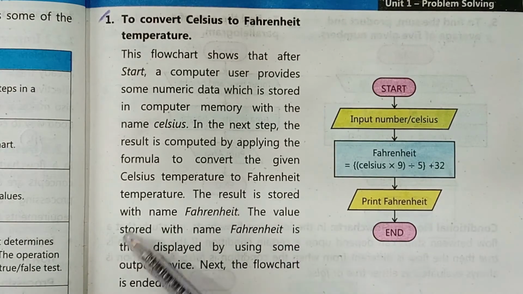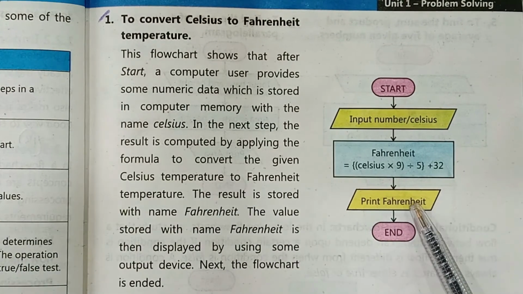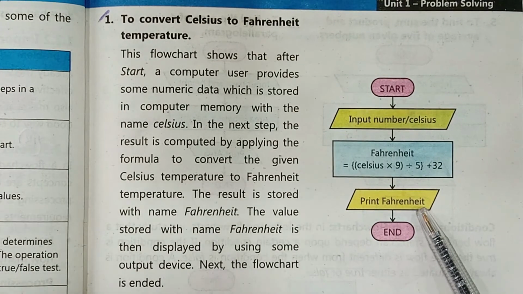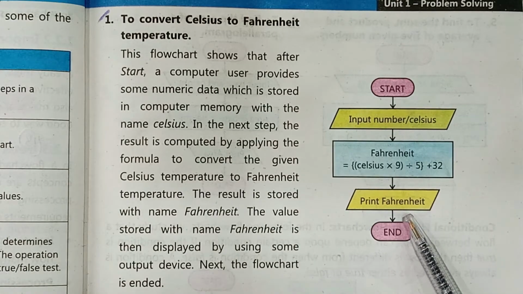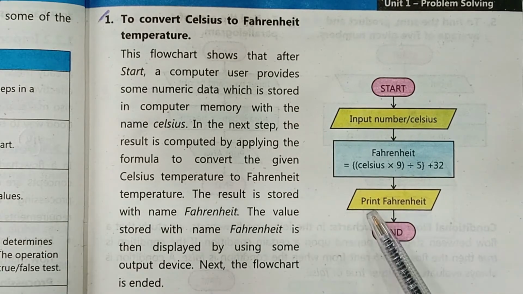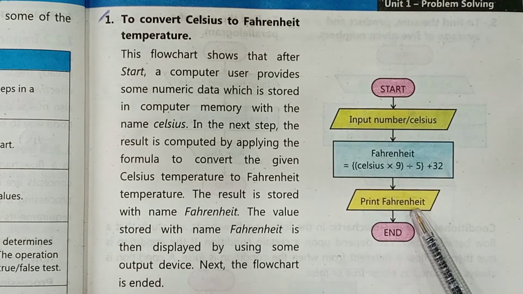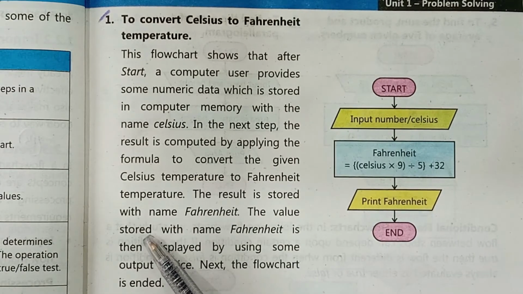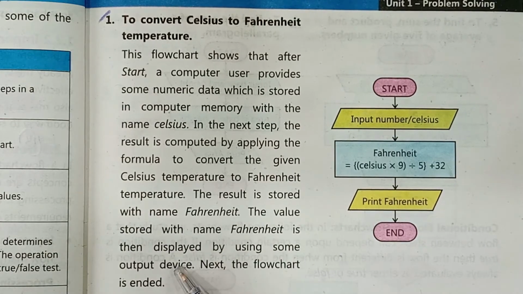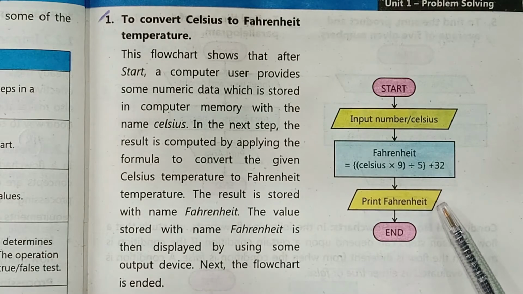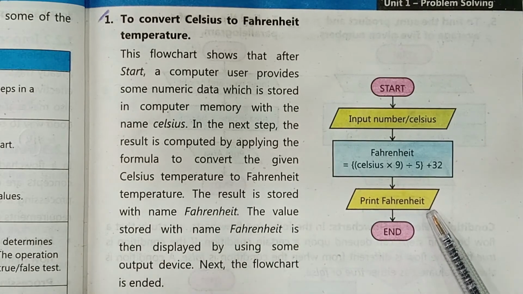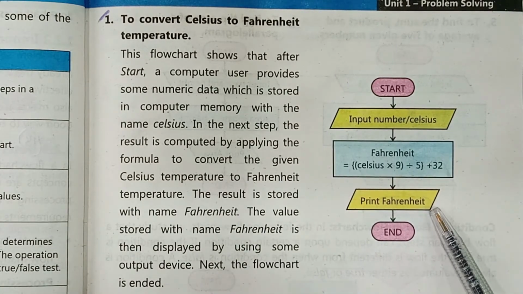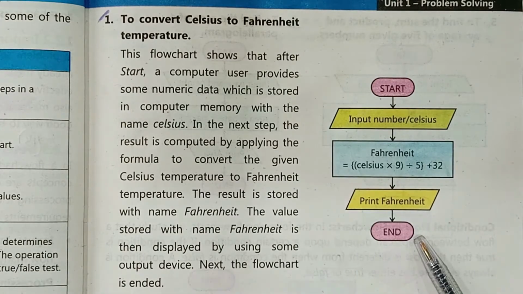The result is stored with the name Fahrenheit. This is the result which is stored in the computer memory with the name Fahrenheit. Means you can see the print output with the name of Fahrenheit. The value stored with the name Fahrenheit is then displayed by using some output device. Next, the flowchart is ended. After calculation, the Fahrenheit will be displayed on the output device and then the flowchart is ended.